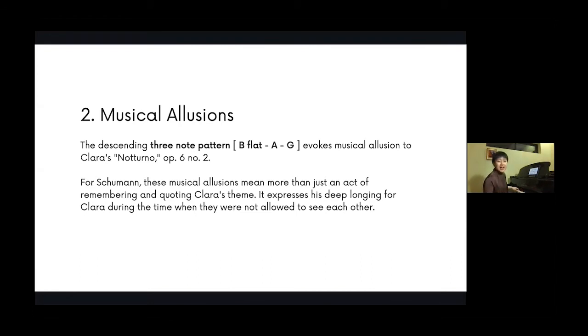And we're going to look at Clara's own composition. But before we do that, I'm going to explain why he is quoting Clara. For Schumann, musical allusion is when you quote someone else's work and put it in your work. Schumann did a lot of this in the Fantasy, and you know that he quoted Beethoven's song An die ferne Geliebte at the very end. And here, this musical allusion means more than just remembering Clara. It actually expresses his deep longing.